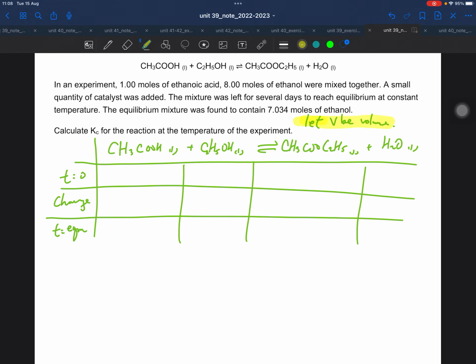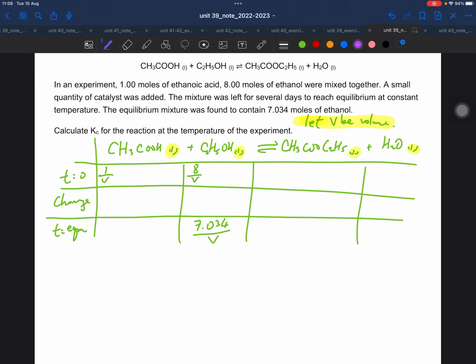Let V be the volume. Now you can see everything is liquid, so water should be included in your Kc. Let me copy down the original data, 1 over V, A over V, and at the end, 7.034 over V. This is the data given by the exercise.